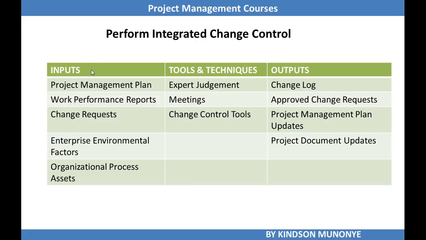These are the ITTOs of Perform Integrated Change Control: Project Management Plan, Work Performance Reports, Change Requests, EEFs and OPAs. They will have expert judgment, meetings, change control tools, and as outputs we have the change log, approved change requests, updates to the project management plan, and project documents. Let's now take a closer look at these items.